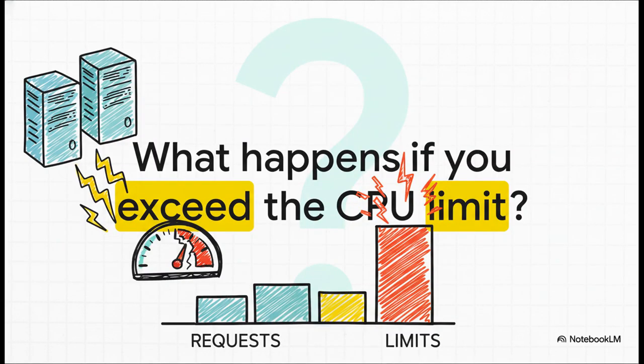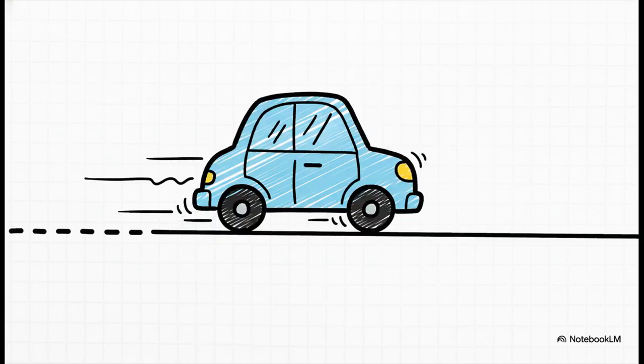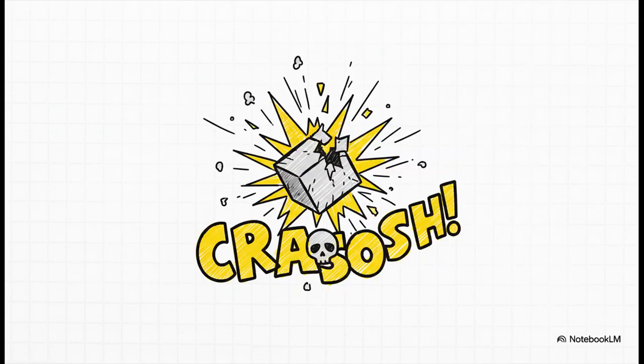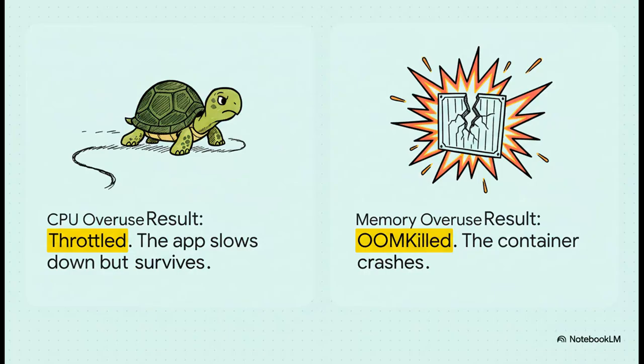Okay, so what happens if your app tries to use more CPU than its limit? It gets throttled. Basically, it just slows down, but it doesn't crash, it survives. But what about memory? Oh, that is a completely different and much harsher story. It gets killed, out of memory. The container is just terminated, instantly. So there it is. Go over the CPU limit, you get throttled. Go over memory, you get killed.